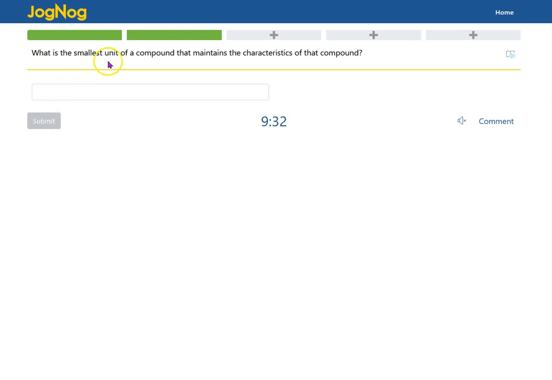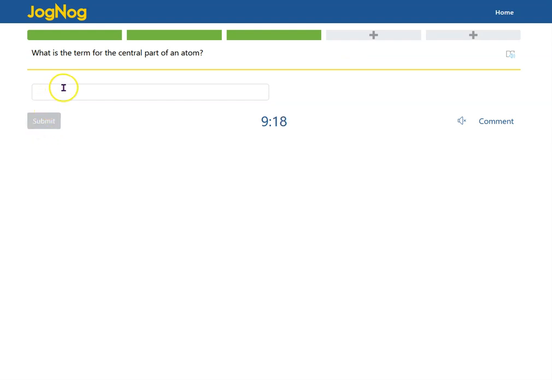What is the smallest unit of a compound that maintains the characteristics of a compound? Well, as you may remember, molecules have multiple atoms in them, and they can obviously have different types of atoms and represent a compound like fructose that we saw before.